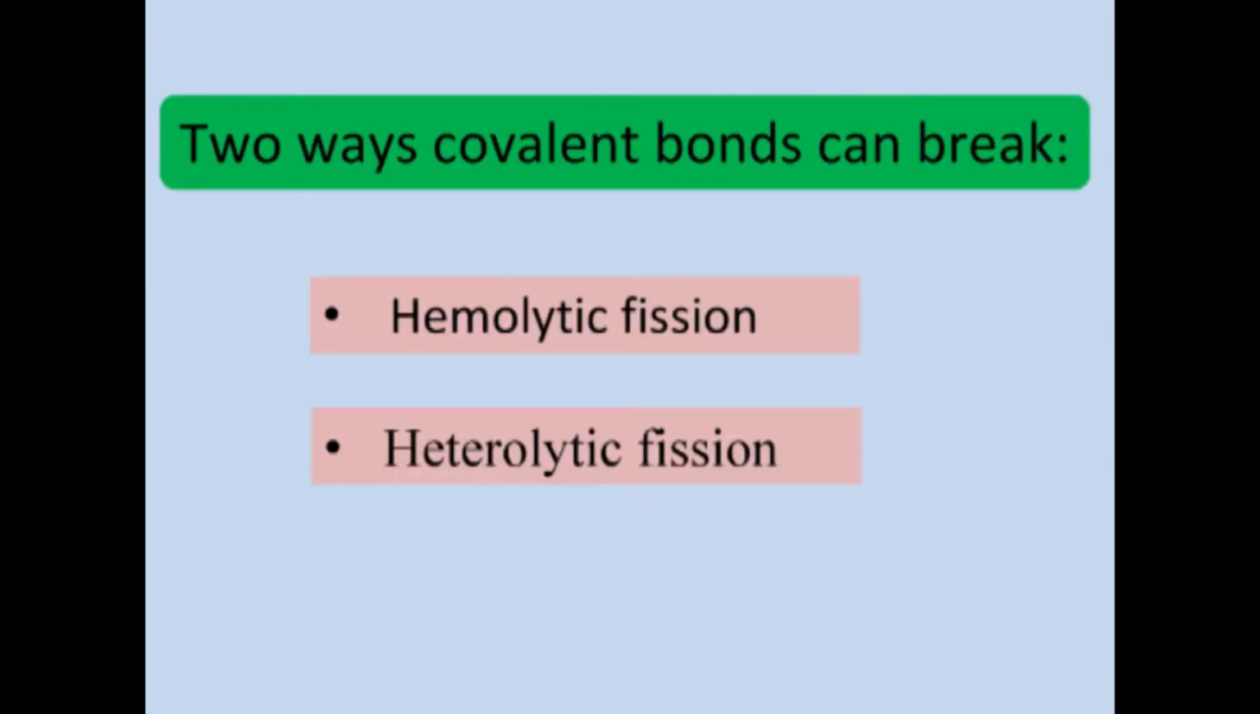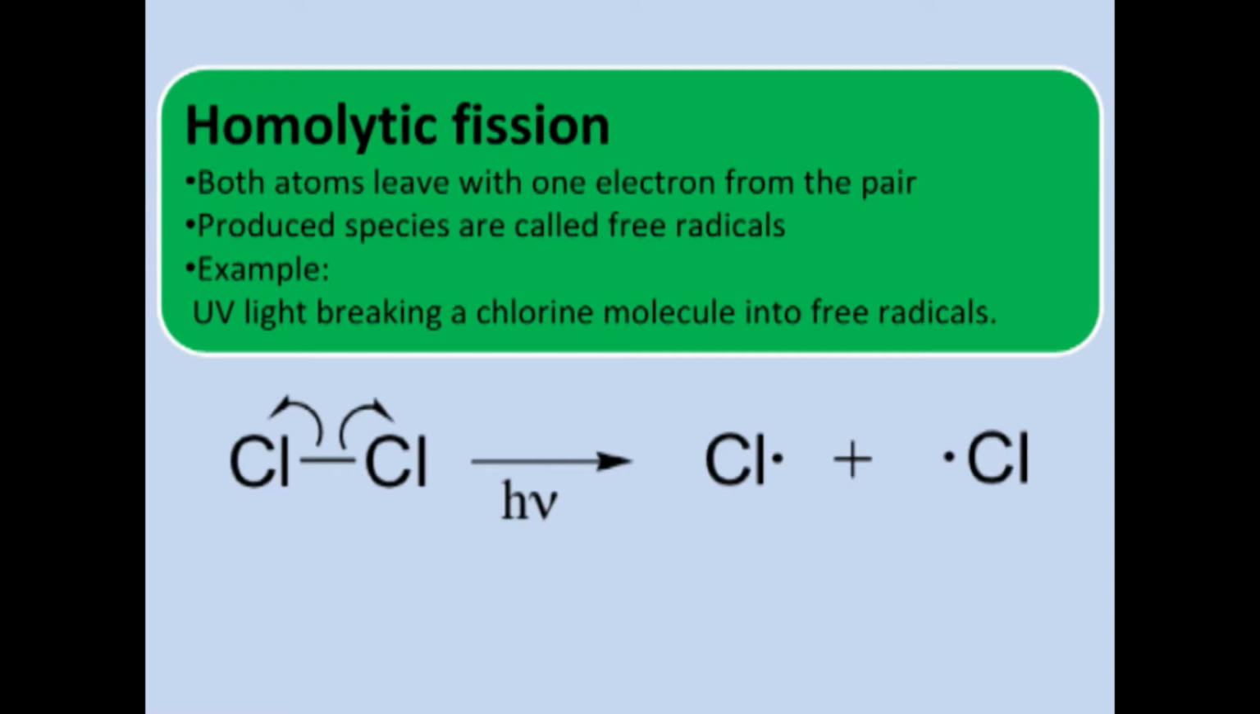There are also some points I want to discuss about how chemical reactions occur. For this, you have to know lots of terms like homolytic fission, heterolytic fission, nucleophile, electrophile, and so on. There are two ways a covalent bond can break: heterolytic fission and homolytic fission. In homolytic fission, both atoms leave with one electron from the pair and produce species called free radicals. Example: breaking a chlorine molecule into two free radicals.